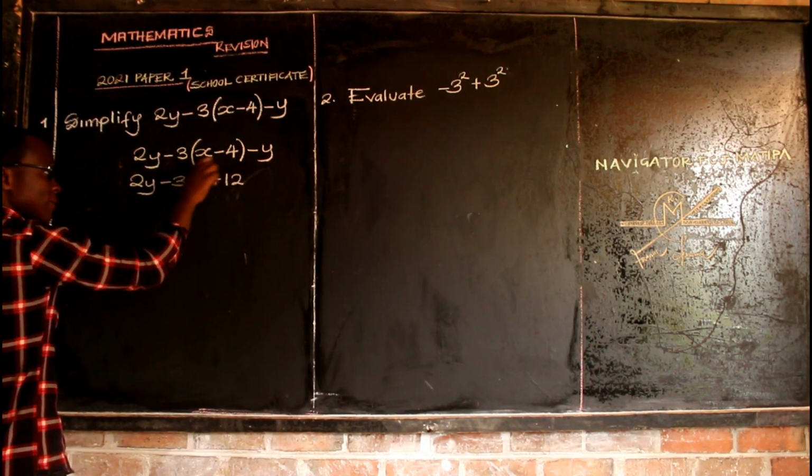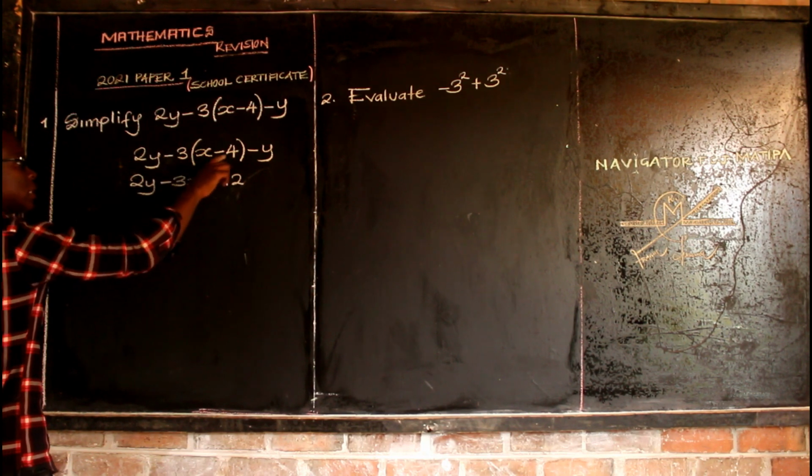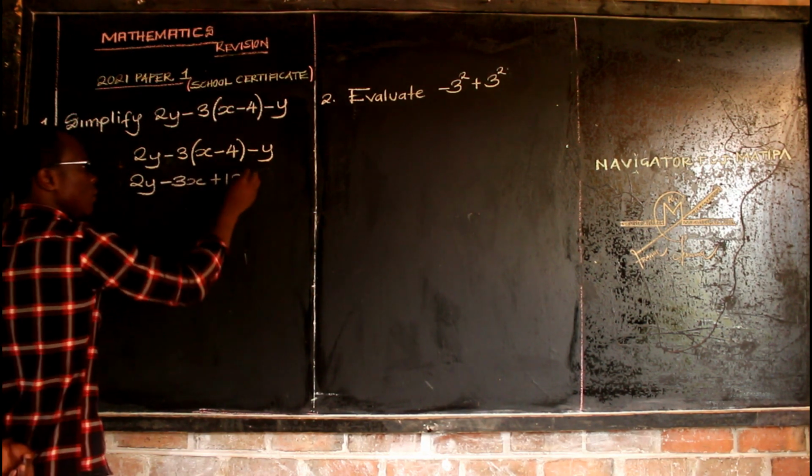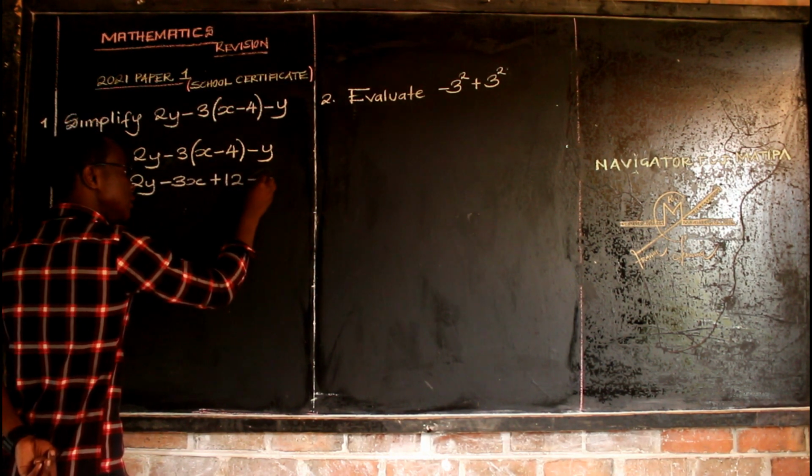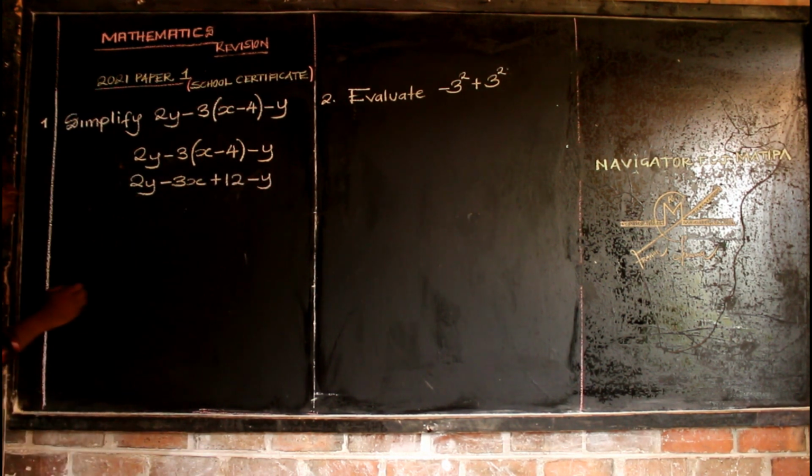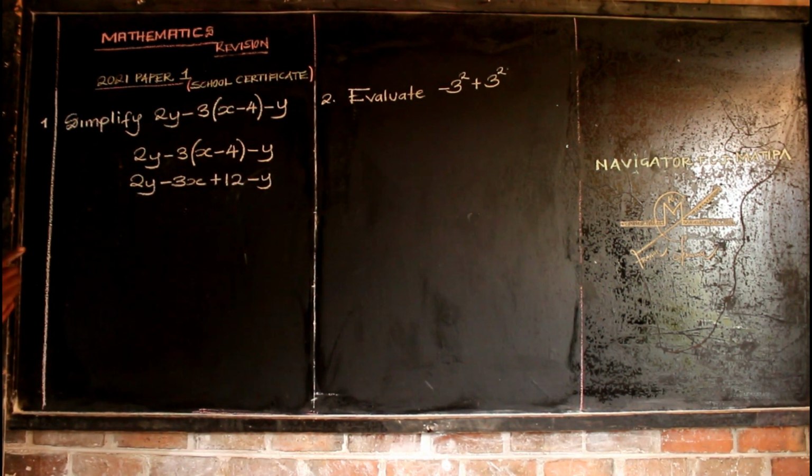Then negative 3 times negative 4, you obtain positive 12, because negative times negative is positive, and 3 times 4 is 12. Then you maintain this negative or minus y. Then at this level we are going to collect the like terms.